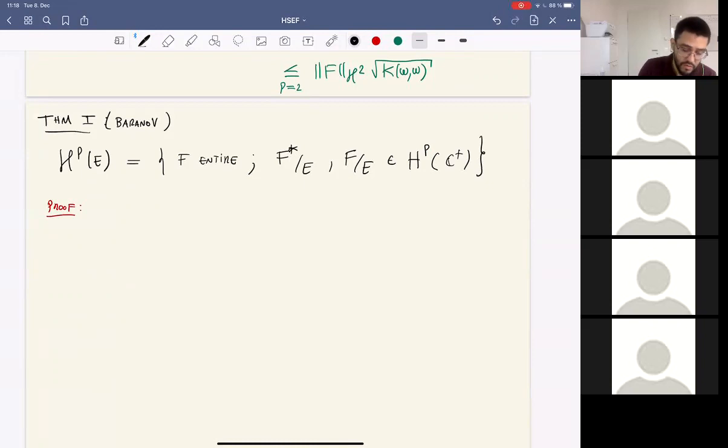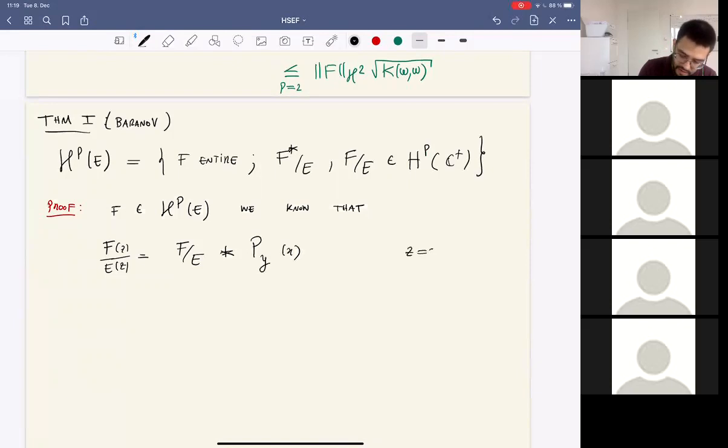Okay, so let's start. If you have a function in here, we know by Cauchy's formula, and this was in my proof of Cauchy's formula, which also worked for p equals infinity, that F over E is basically the convolution of F over E with the Poisson kernel, if z equals x plus iy, y greater than zero. So how do I know this?